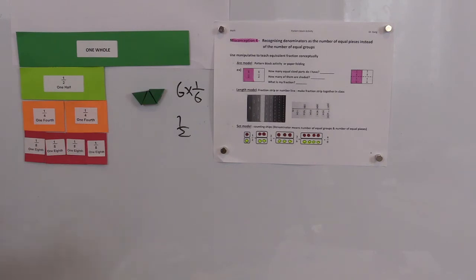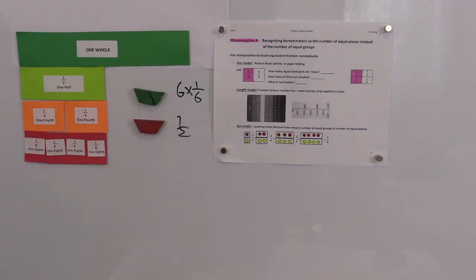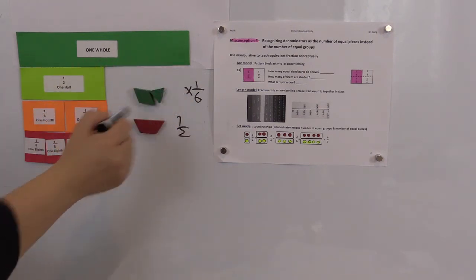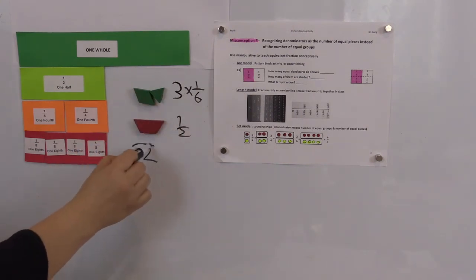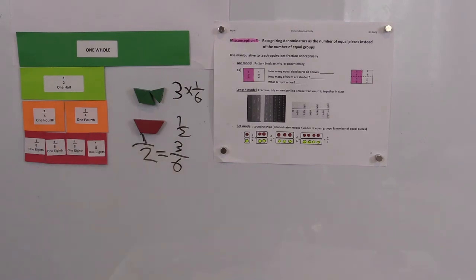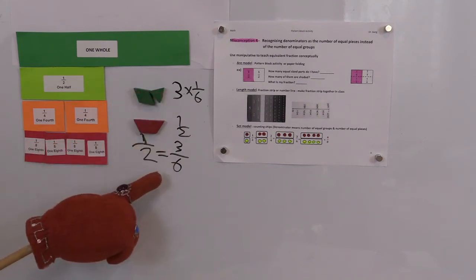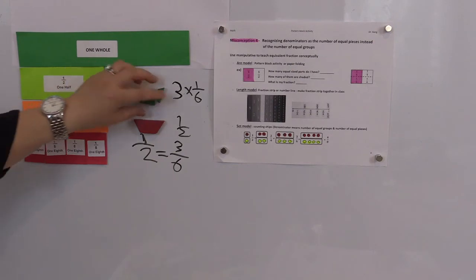So what do you mean by the equivalent fraction in area model? That means they are the same in size. So I have 3 groups of 1/6. So we can say 1 half is the same as 3/6. And what does it mean? This is what it means. They are the same in size. I have 1 half, 1 piece, but I have 3 pieces of 1/6. They are the same in here. That's the equivalent fraction concept.